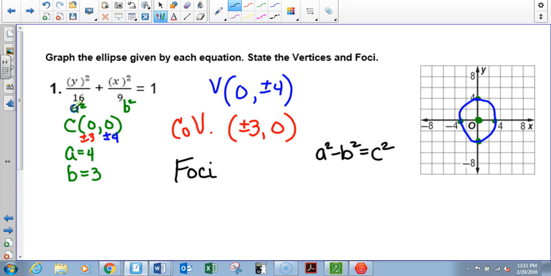A squared is 16. Everybody okay? This is already squared. So this is going to be 16 minus b squared is 9. So c squared is 7. C is the square root of 7. It is plus or minus.